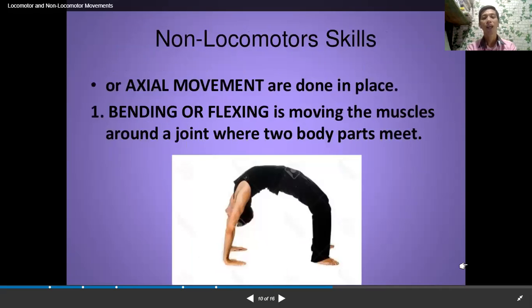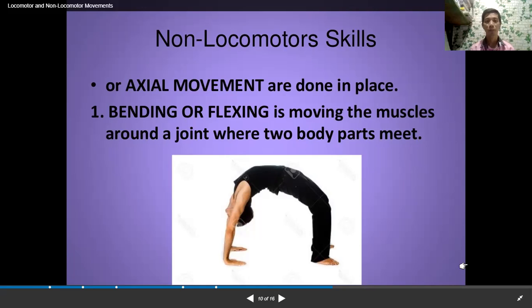If we have locomotor movements, we also have the non-locomotor movements or non-locomotor skills, which are also considered axial movements. Axial movements are done in place. Again, an axial movement is a movement done in place.